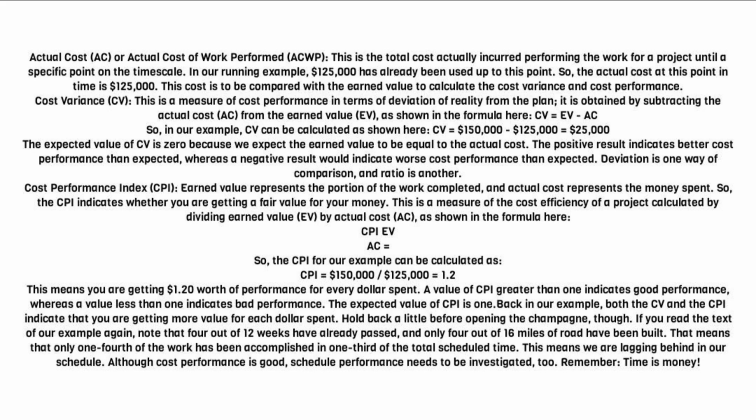If you read the text of our example again, note that 4 out of 12 weeks have already passed, and only 4 out of 16 miles of road have been built. That means that only 1/4 of the work has been accomplished in 1/3 of the total scheduled time. This means we are lagging behind in our schedule. Although cost performance is good, schedule performance needs to be investigated, too. Remember, time is money.